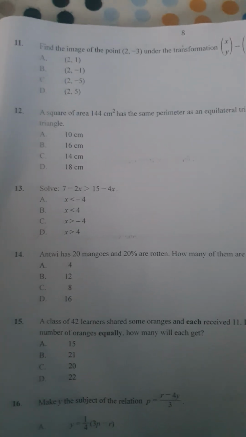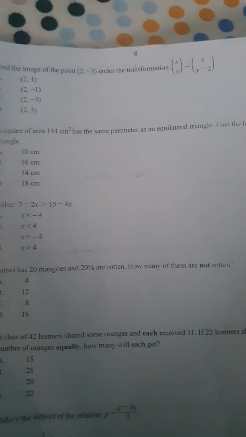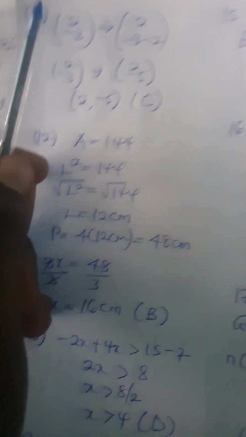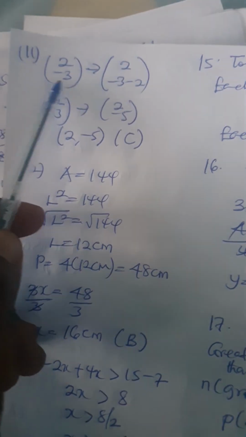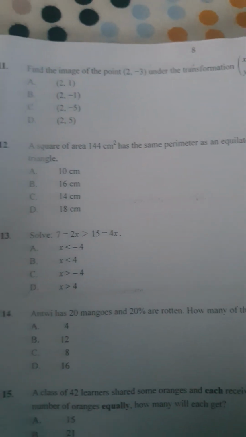Number 11. Find the image of the point (2, -3) under a reflection transformation. So the x is 2, the y is -3. The 2 stays 2. -3 minus 2 is -5. So (2, -5), option C.